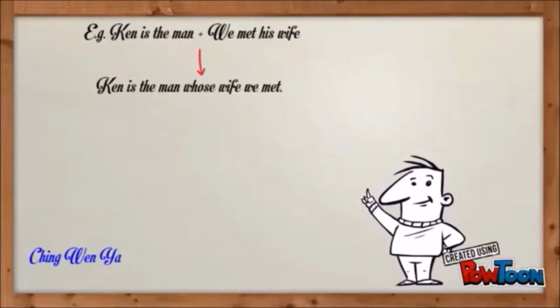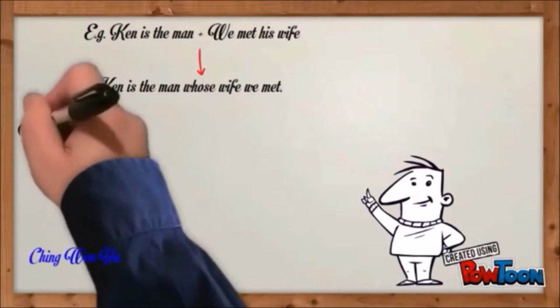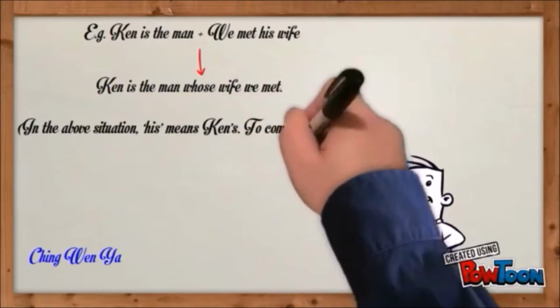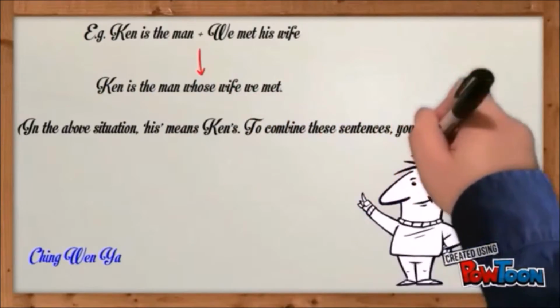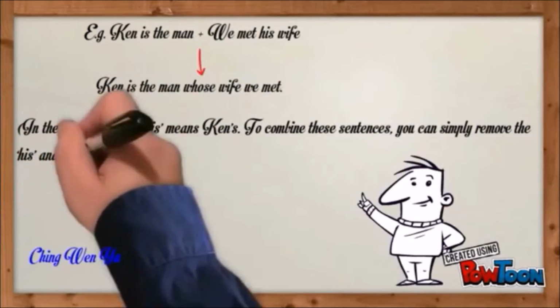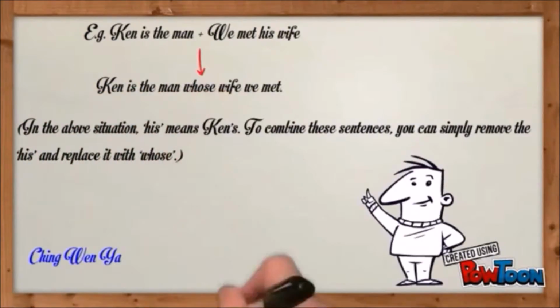Ken is the man. We met his wife. In this situation, his means Ken's. To combine these sentences, you can simply remove the his and replace it with whose. Ken is the man whose wife we met. From the sentence, whose wife we met is the adjective clause that describes Ken. So we know that there is a relationship between Ken and wife. With the word his, we know that the wife belongs to Ken. So we can just use whose to replace his.